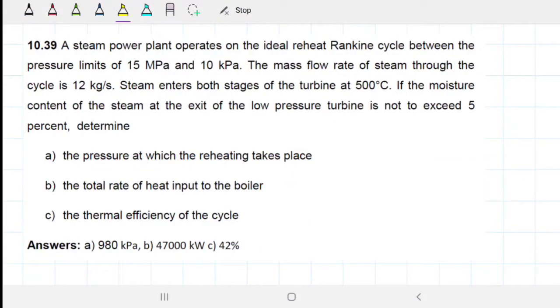Okay, so let's have a look at week 10, problem 10.39. We have a steam power plant operating on the ideal reheat Rankine cycle between pressure limits of 15 megapascals and 10 kilopascals, right? So that's going to be our upper limit and our lower limit in the pressure scale. Reheat, so that we're going to have two turbines. And ideal, which is to say that our isentropic efficiency is 100%, right?